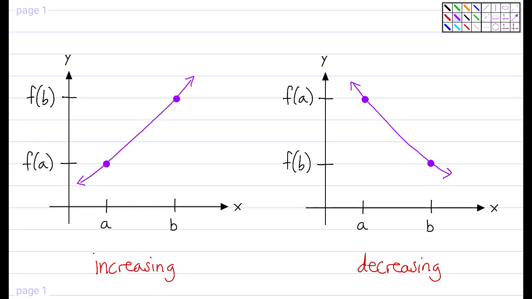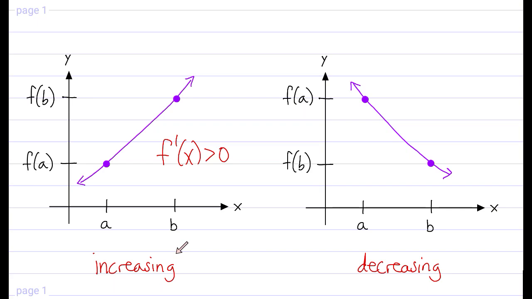Now, how does this relate to the derivative? Well, the tangent line to this curve is going to have a positive slope. The tangent line to this curve is going to have a negative slope. So this is how we connect the derivative to these two cases. Here, f prime of x is positive for an increasing function. Over here, f prime of x is negative for a decreasing function.